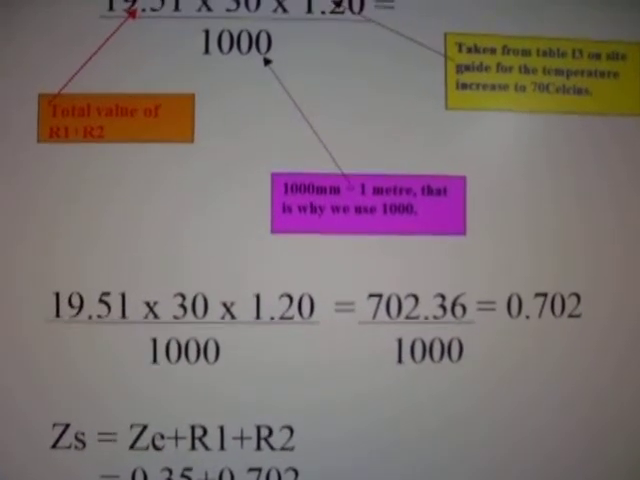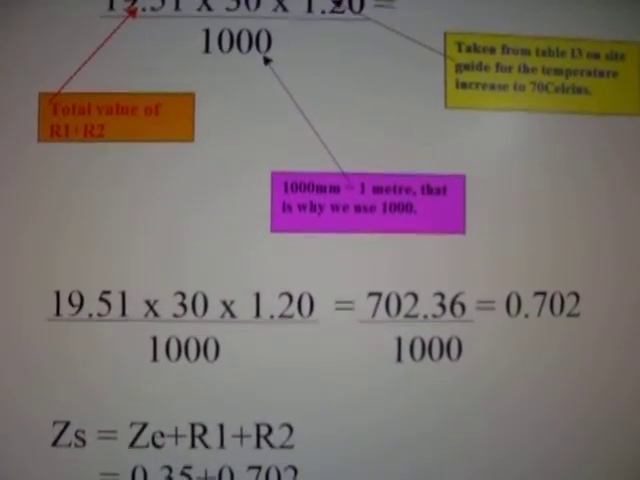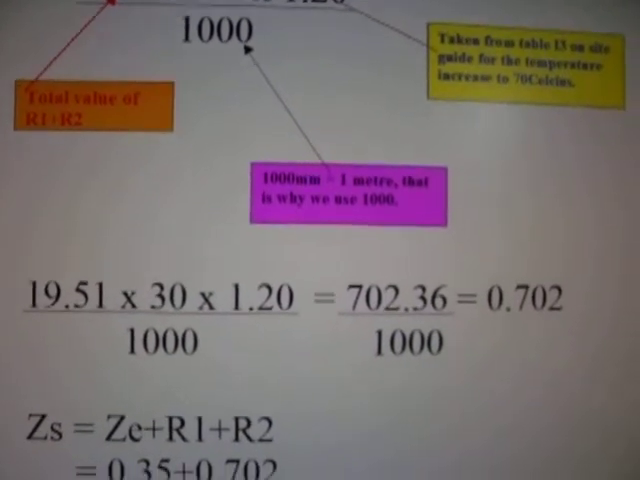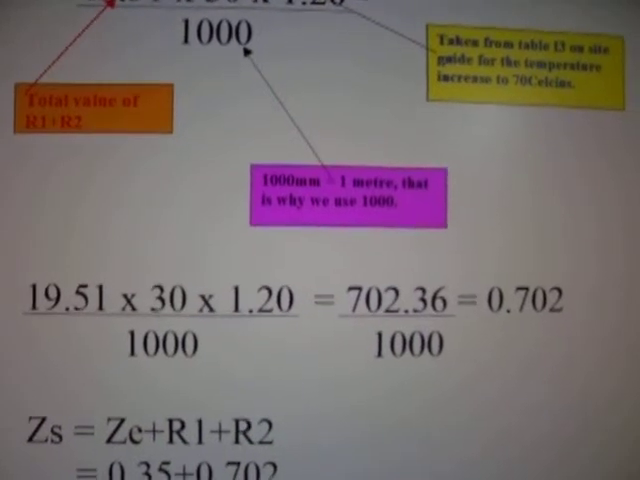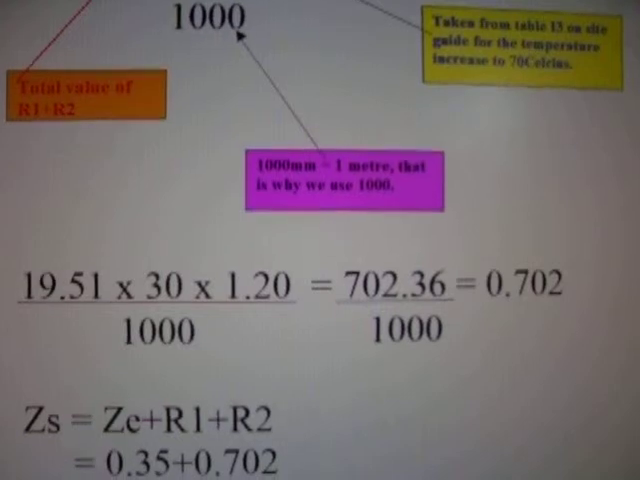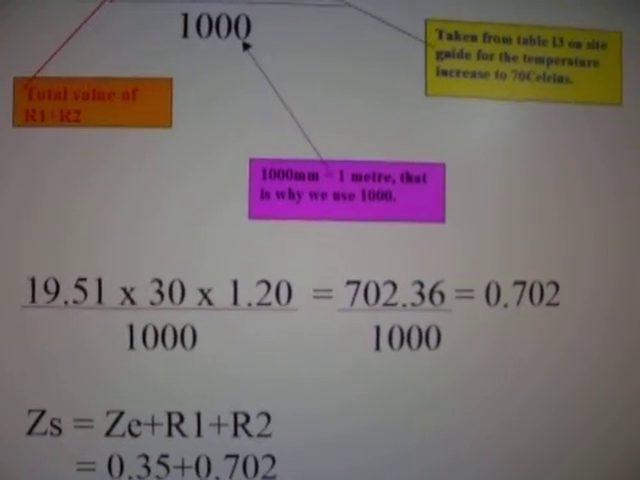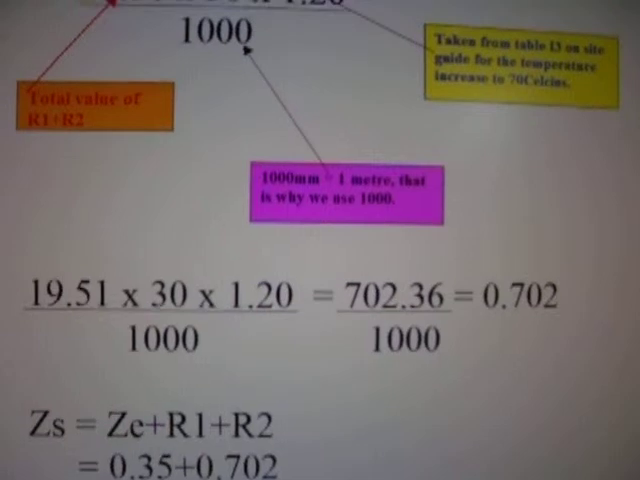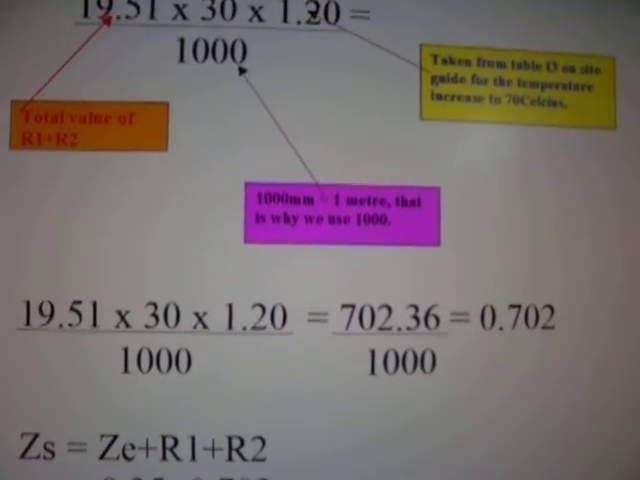We then need to put that into a formula: 19.51 times 30 times 1.20 over 1,000. I've told you here why we have used 1,000, because 1,000 millimeters makes up 1 meter. Or you can simply say 19.51 times 10 to the minus 3 and multiply it by 30 times 1.20.